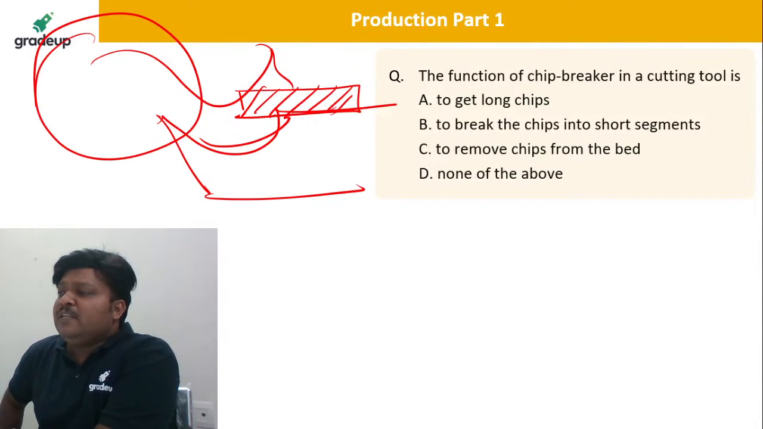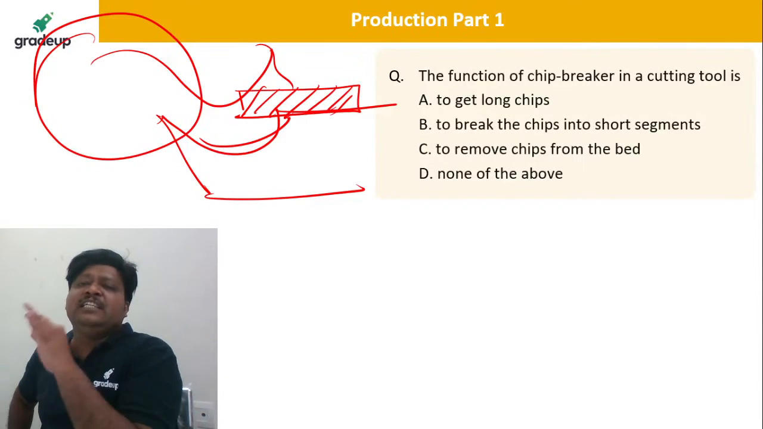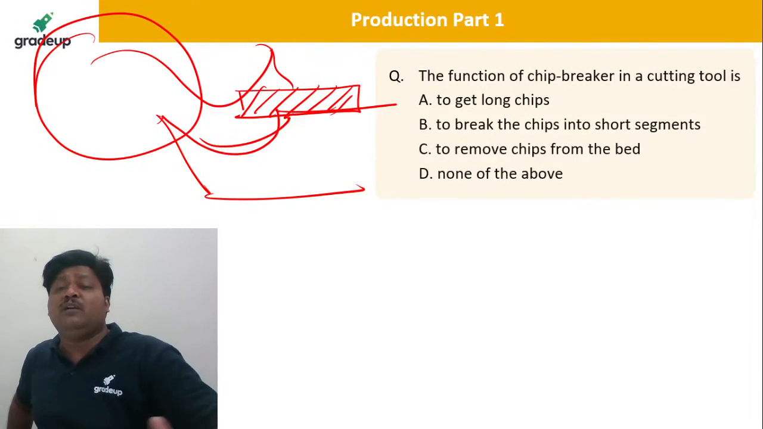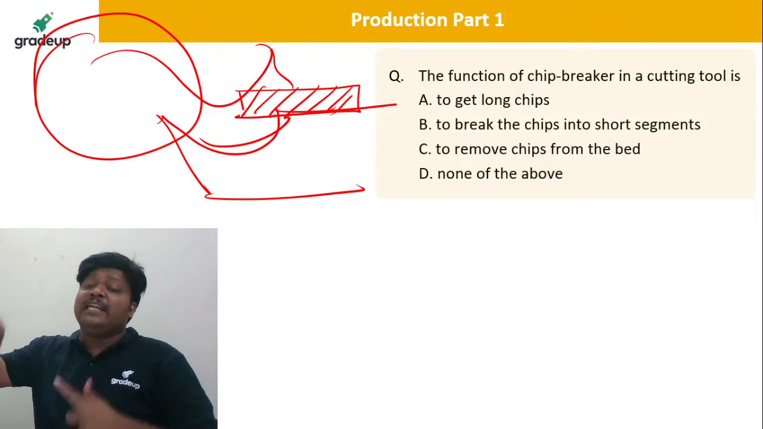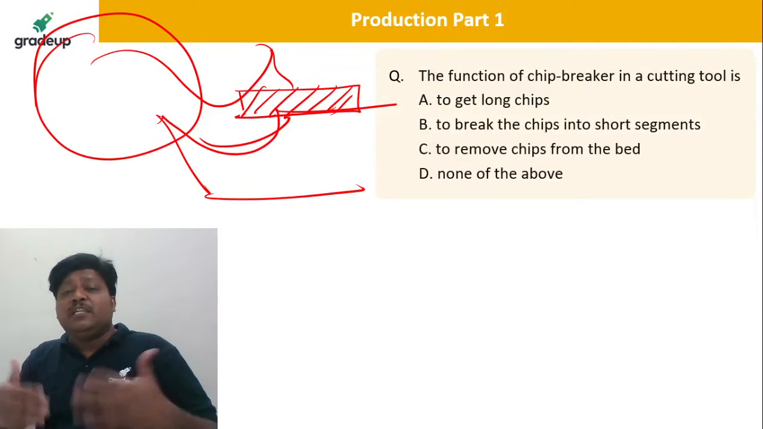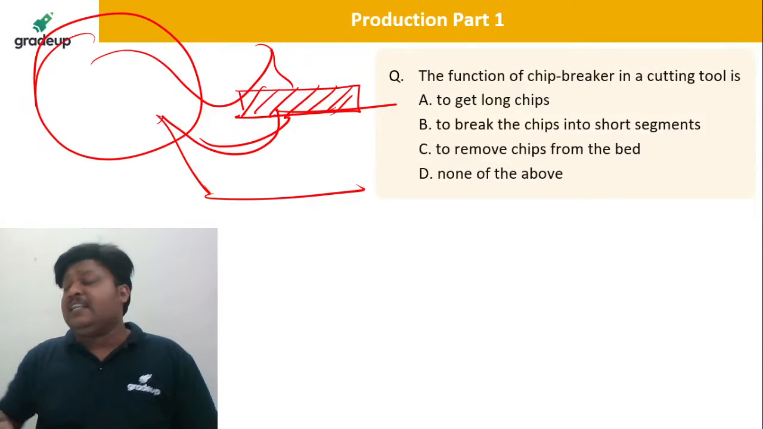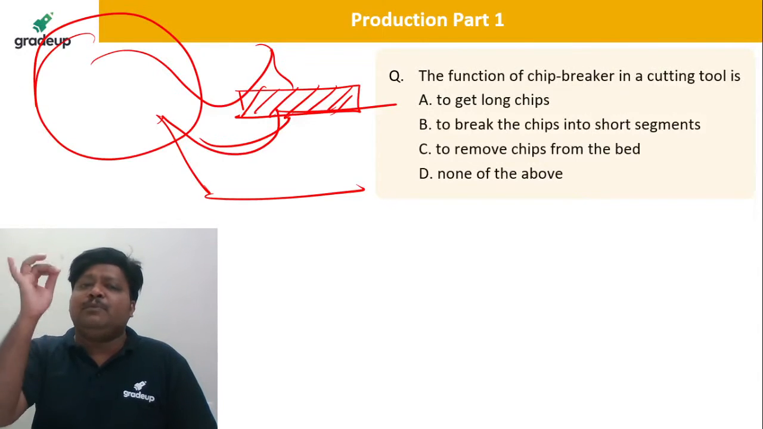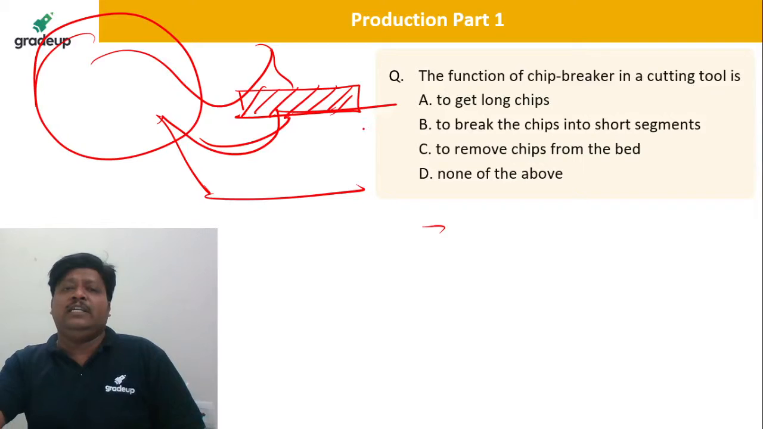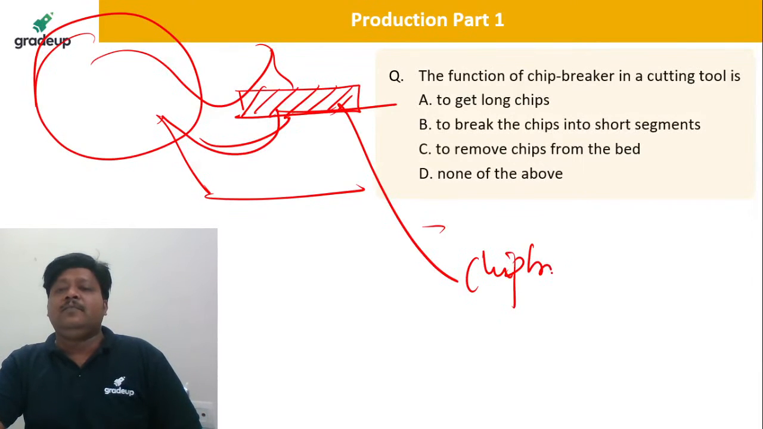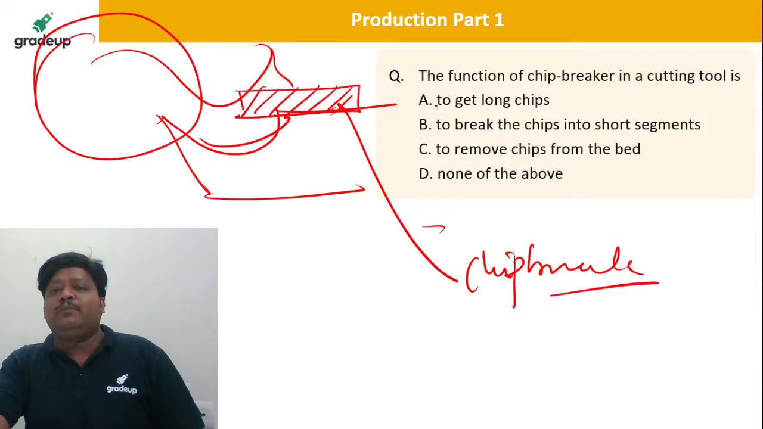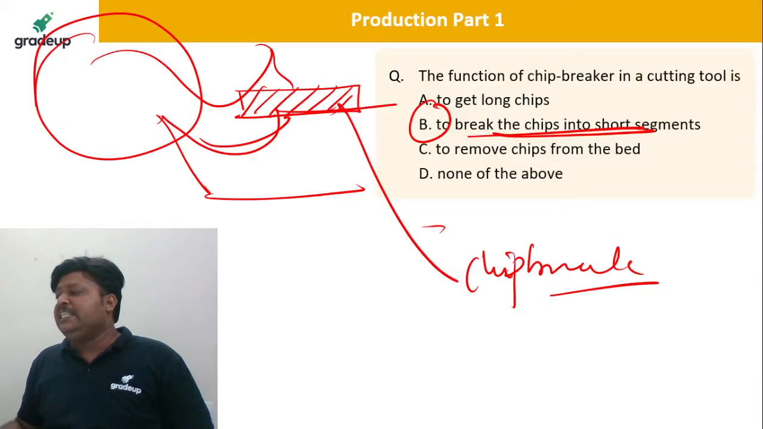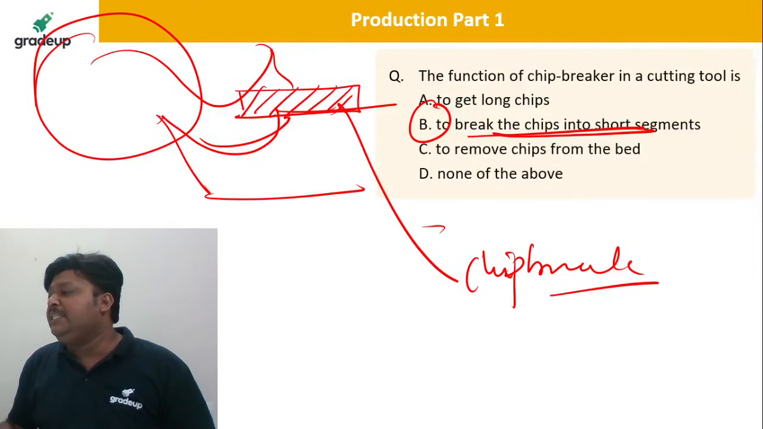Dear students, generally speaking, discontinuous chips are favorable because they are very easy to dispose of. But with a long and continuous chip, the handling and disposal of the chip is quite difficult. That is the reason we need to break the chip using this chip breaker, which I have shown here. The main intention is to break the chip into short segments so that disposal and handling are quite easy. B is the correct answer.